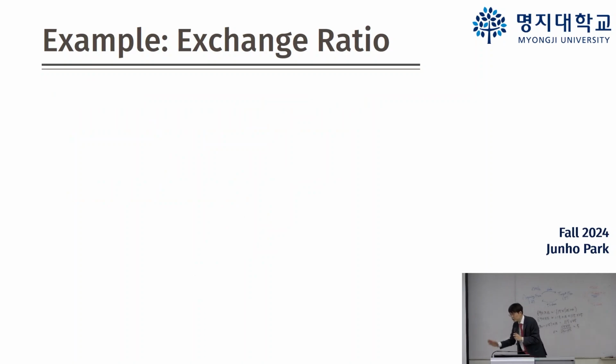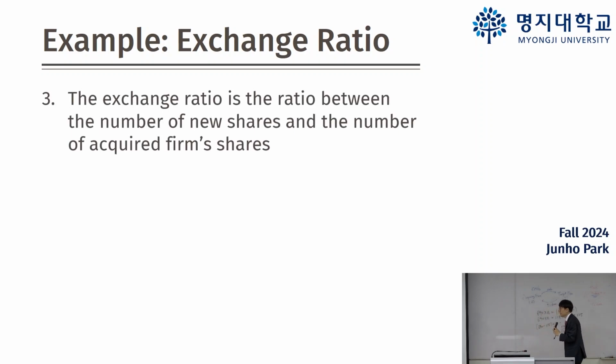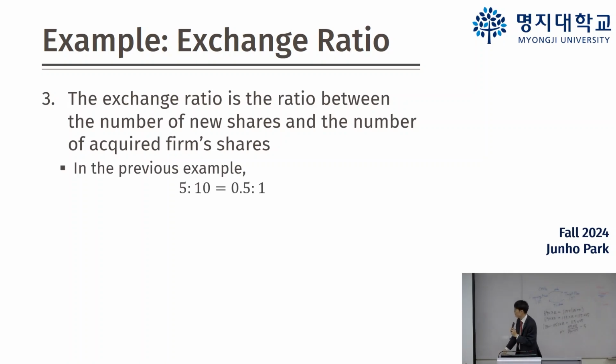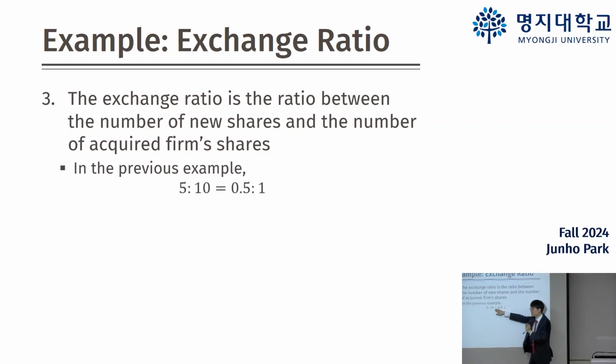After you get the number of shares to be issued, the final step is to calculate the exchange ratio. You are giving your company's shares and getting the target company's shares. The target company had 10 shares, so by giving 5 shares, you are getting 10 shares. So the ratio is 5 to 10, or 0.5 to 1. That's how I get 0.5 in the example.